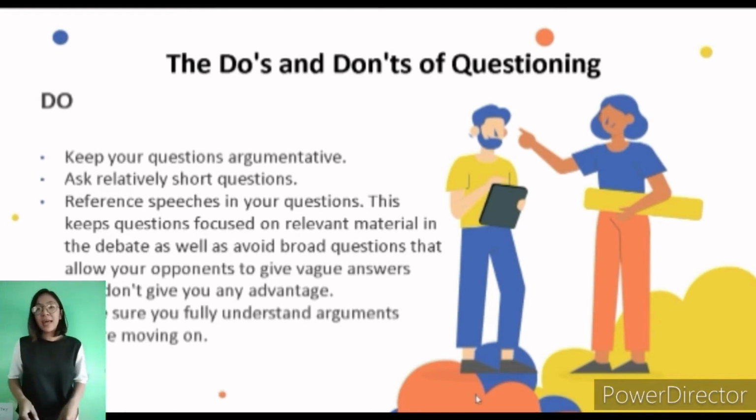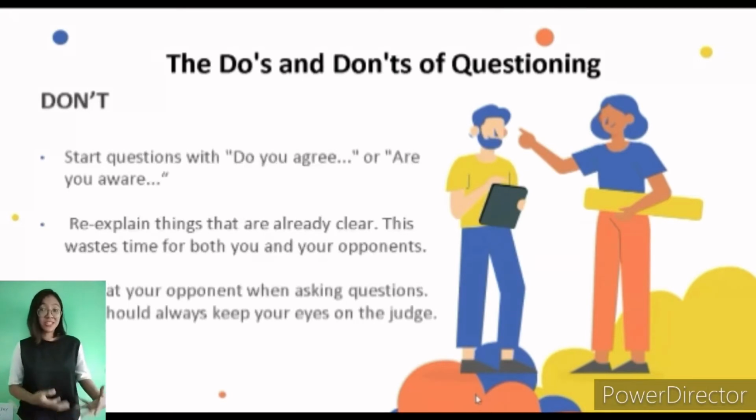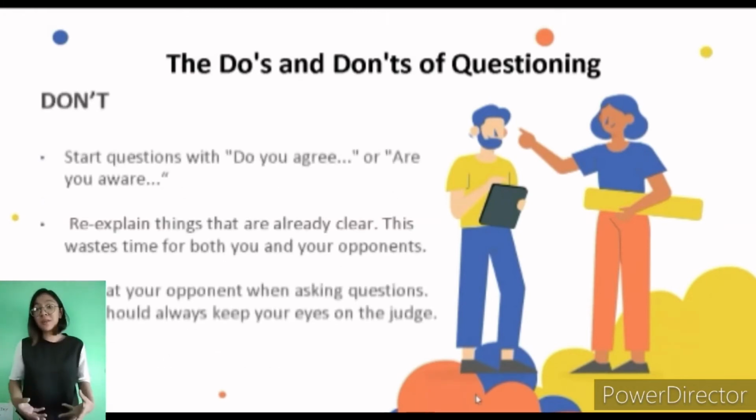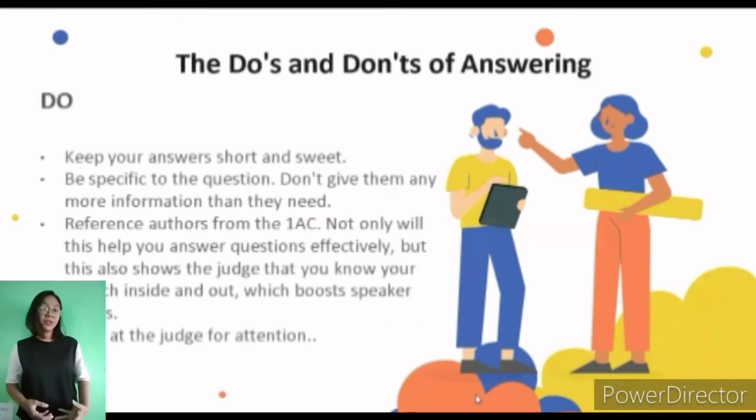3. Make sure you fully understand arguments before moving on. 4. Reference speeches in your questions. And lastly, keep your eyes on the judge. Now let's go to the don'ts with questioning in cross-examination. Number 1, do not start questions with "do you agree" or "are you aware?" Number 2, do not re-explain things that are already clear. This wastes time for both you and your opponents. Number 3, do not look at your opponent when asking questions. You should always keep your eyes on the judge.